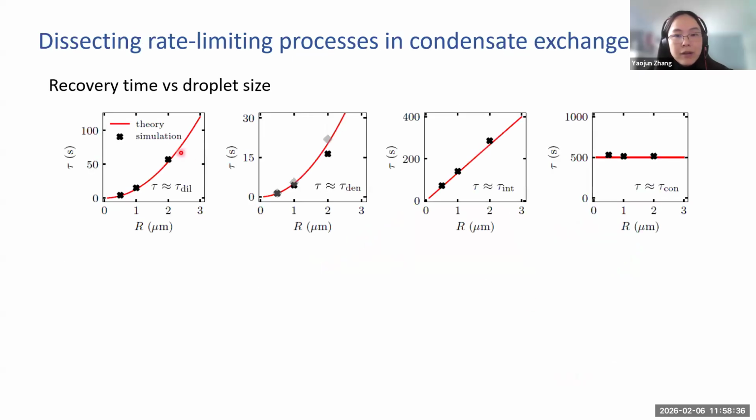All right, so before I move to the conclusion, this slide is for experimentalists: how to tell what is the rate limiting process for the exchange dynamics of the condensate you are interested in. First, if you measure the recovery time for droplets of different sizes, we expect different scaling behaviors for different rate limiting processes. Diffusion limited is proportional to R squared. Interface limited is linearly proportional to R, whereas bulk conversion limited is a constant.